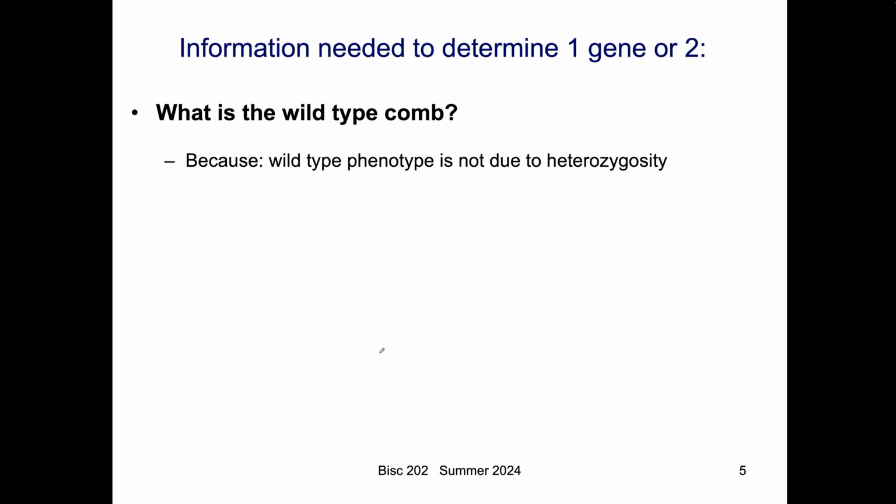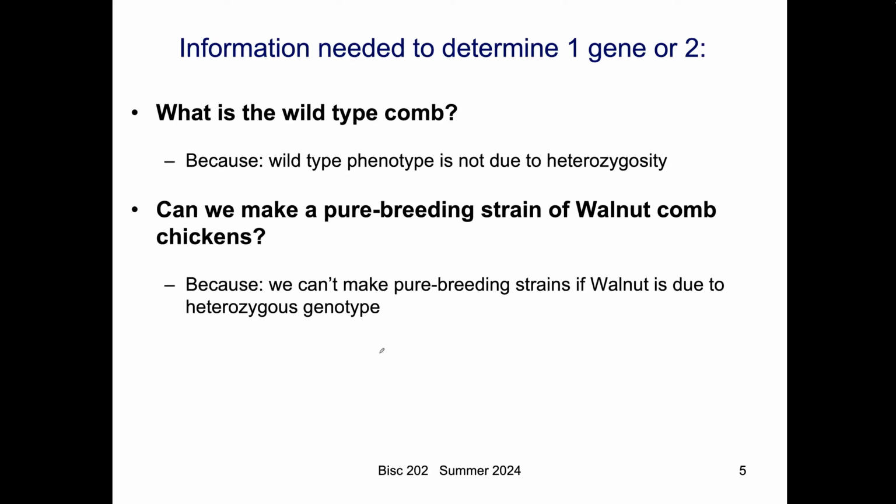Okay, so what do we need to know? If we're trying to determine if it's one gene or two, we need to start with what is wild type, because if the wild type phenotype happens to be walnut comb, wild type is not going to be heterozygous because it's the commonest one found in nature, and you can't maintain that, right? If you're heterozygous, you're going to give rise to the other genotypes whenever you mate with another heterozygote. So wild type is not due to heterozygosity in general.